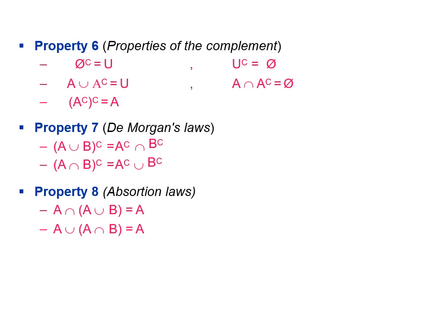Another one, we have absorption laws. A intersect with the quantity A union B is equal to A. A union with the quantity of the intersection of A and B will be equal to A. So just take note of these formulas. We are not going to apply these in solving problems, but just take note of the important properties of sets.